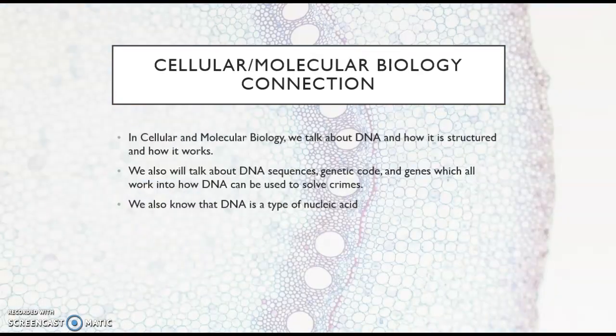Now, this is how it all connects to cellular and molecular biology. We've talked about DNA and how it is structured and how it works. We will also talk about DNA sequences, genetic codes, and genes, which all work into how DNA can be used to solve crimes. We also know that DNA is a type of nucleic acid.